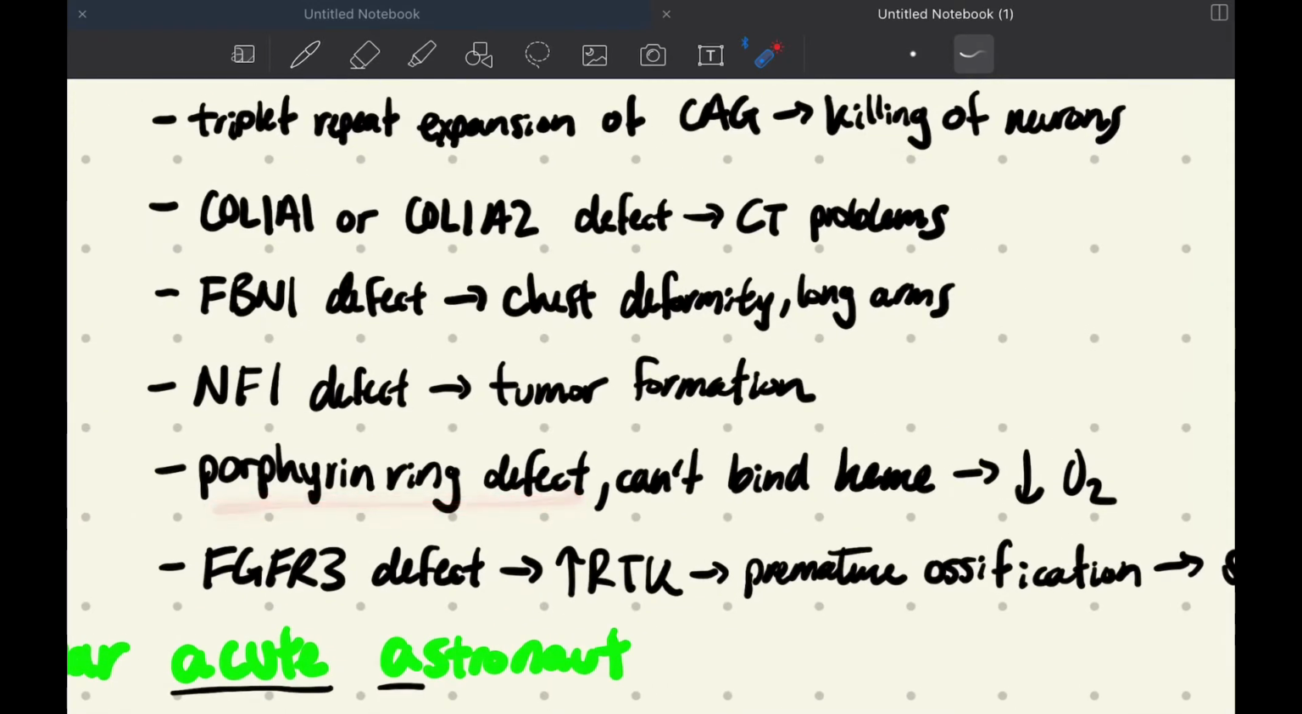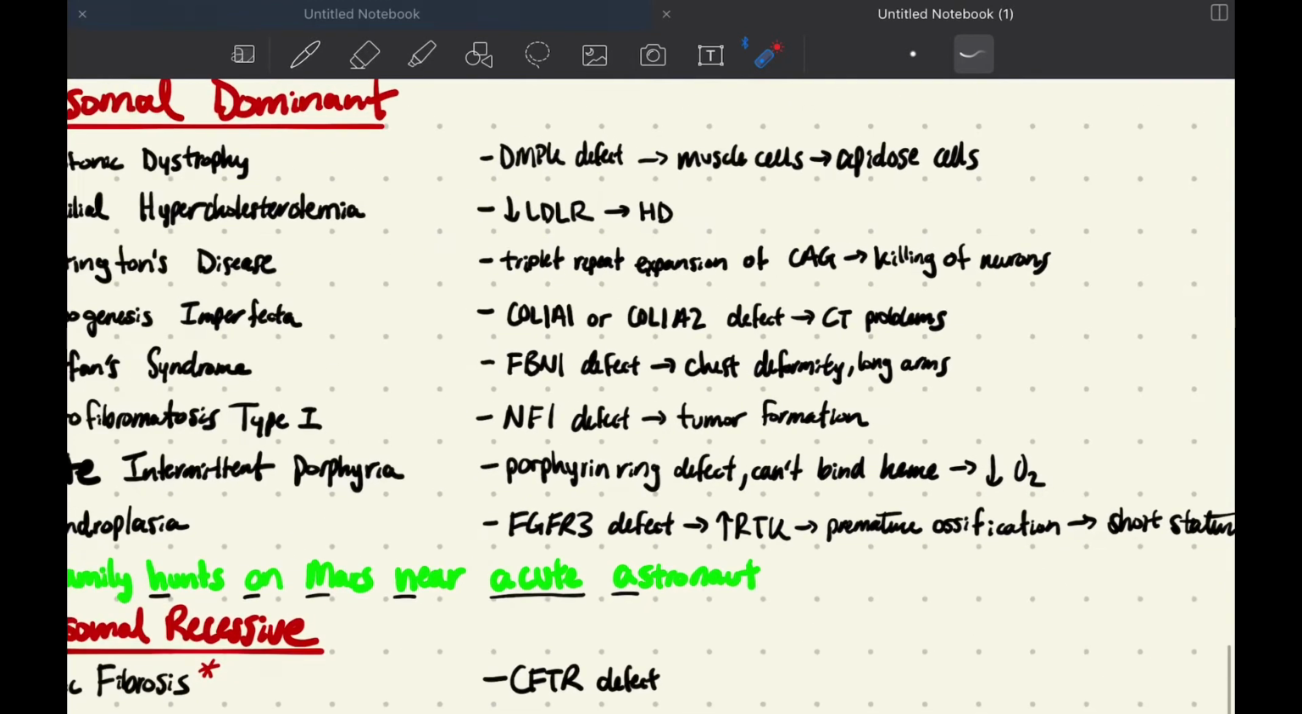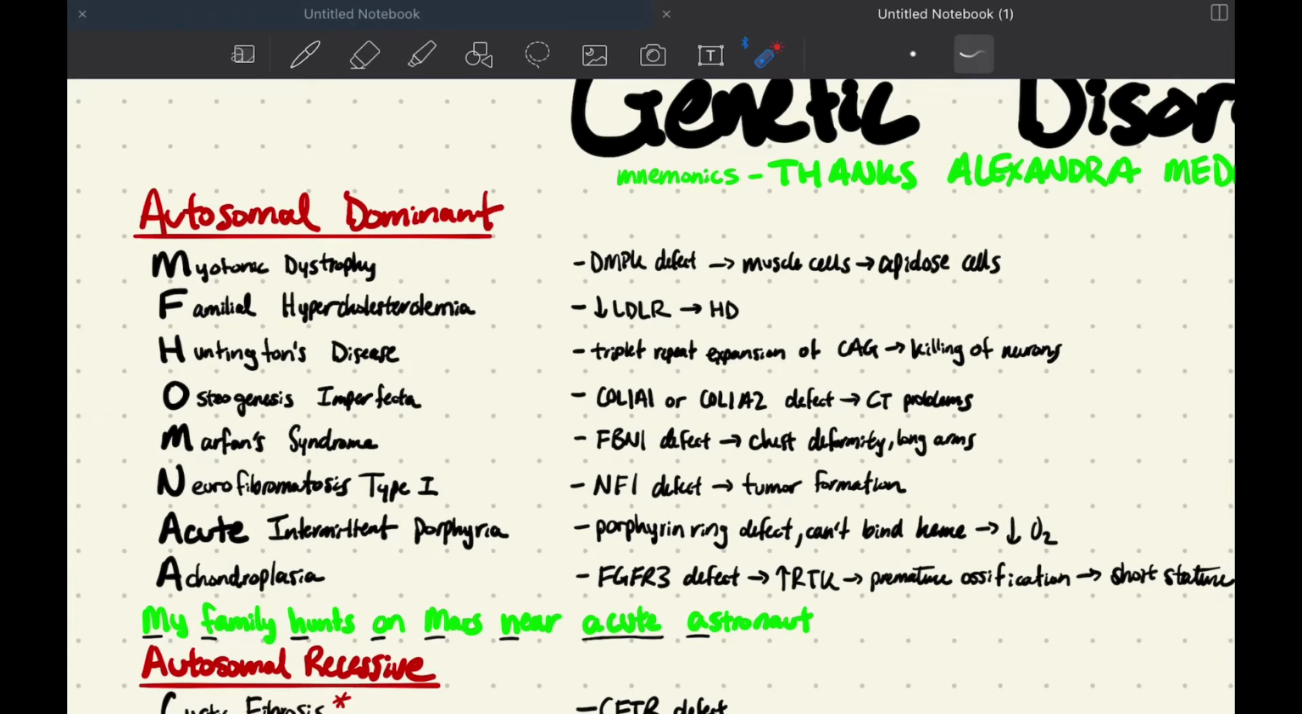And then "acute" is going to be your acute intermittent porphyria. Basically, it's a porphyrin ring defect. Your porphyrin ring is especially important for red blood cells because they need oxygen, right? So porphyrin ring binds heme, and heme is the iron molecule that actually binds oxygen. So you're going to have decreased levels of oxygen in your body. You can imagine what a huge impact that would have on your red blood cells and your mitochondria.